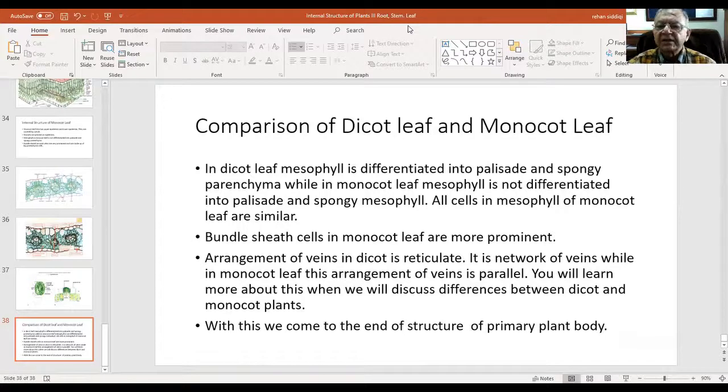So with this, I come to the end of this recording. I hope you have got a good idea about the internal structure of root, stem, and leaf. And this is the end of this recording.